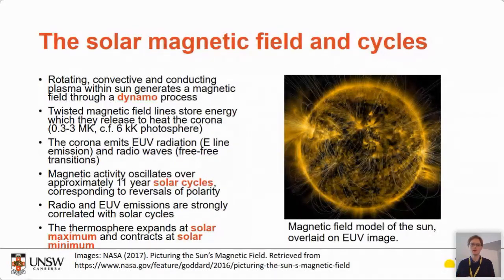Magnetic activity. The sun's magnetic field undergoes polarity reversals over the course of 11-year solar cycles, which modulate the magnetic activity of the sun, modulating the temperatures, the state of the corona, and thus EUV emissions. So whilst the sun in visible light is a very constant emitter, the EUV emissions vary wildly over the course of the solar cycle and due to transient phenomena on much shorter timescales. This affects the thermosphere, which expands at solar maximum and contracts at solar minimum.